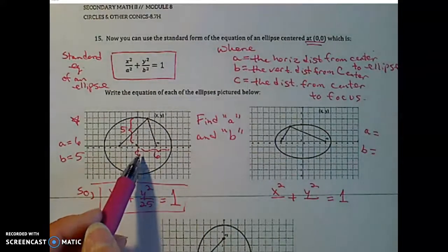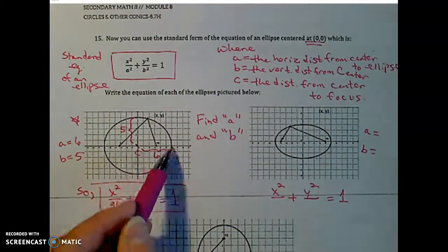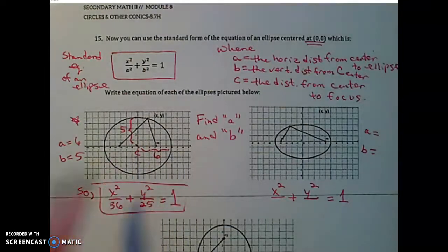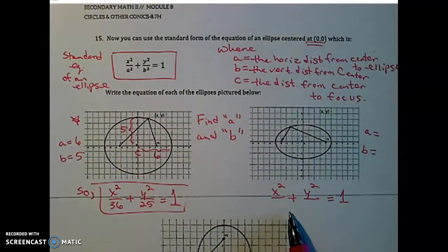Notice the difference between an ellipse and a circle. In an ellipse, those are different, but in a circle, of course, you'd have a constant distance from that center. This is how we get an oval shape. Find A and B in that second ellipse, and please jot down the equation.